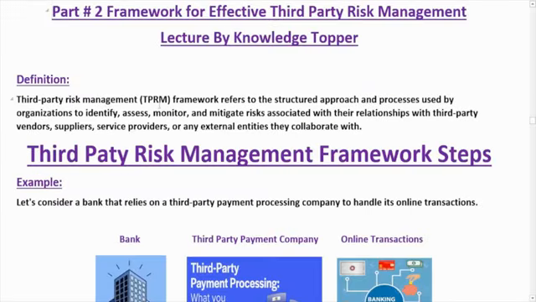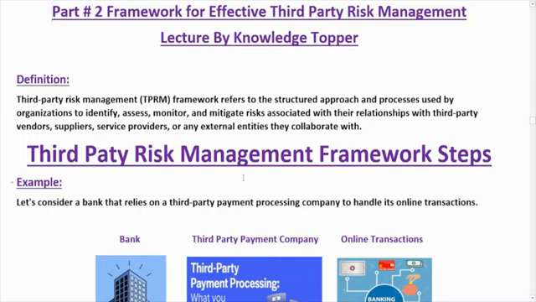Okay, the third party risk management framework refers to the structured approach and processes used by organizations to identify, assess, monitor, and mitigate risk associated with their relationships with third party vendors, suppliers, service providers, or any external entities they collaborate with. I said it's a structured approach because we have to follow a process that involves our framework's general principles. The framework helps organizations understand the potential risk that may arise from these relationships, and implement strategies to manage and minimize those risks.